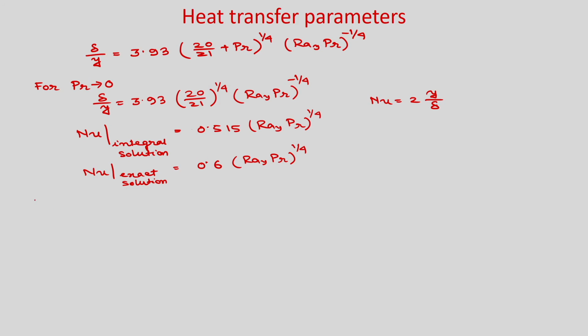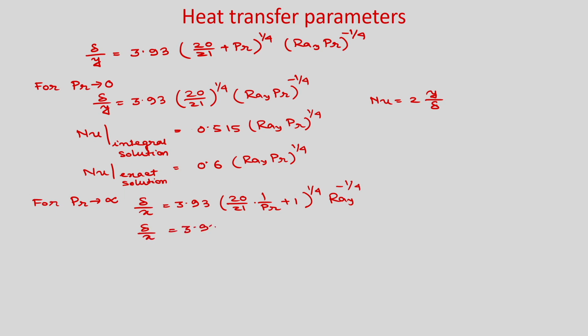And for Prandtl number tends to infinity, another limiting case, we can write the expression of delta by y as 3.93 (20 by 21, 1 by Prandtl number plus 1) to the power 1 by 4 Rayleigh number to the power minus 1 by 4. So, as Prandtl number tends to infinity, you can see this term will become 0 because 1 by Prandtl number is there. So, we can write delta by y is equal to 3.93 Rayleigh number to the power minus 1 by 4. Sorry, this is delta by y.